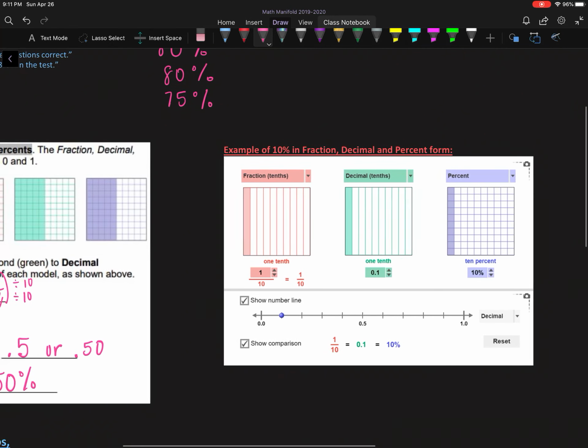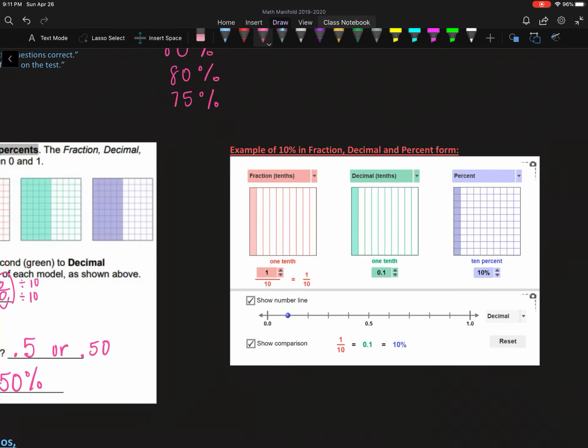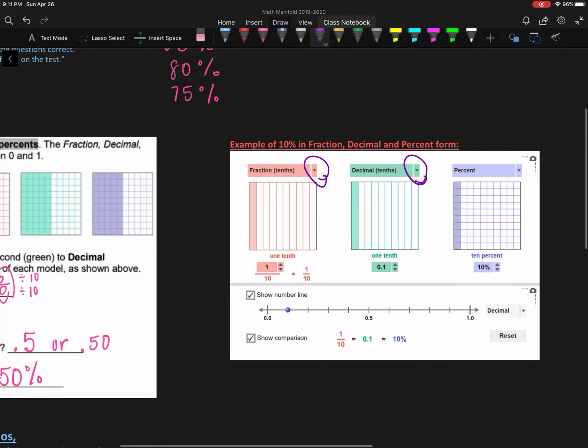One of the things that you will see when you guys go to Gizmo is you will have 3 different sections, a red, a green, and I think this is purple. It says it's blue. It looks purple to me. Where you're going to represent what the red looks like. So if this is 1/10, because 1 out of 10 pieces are shaded, we'll also have the opportunity to hit the drop down and change it into hundredths. Same here.